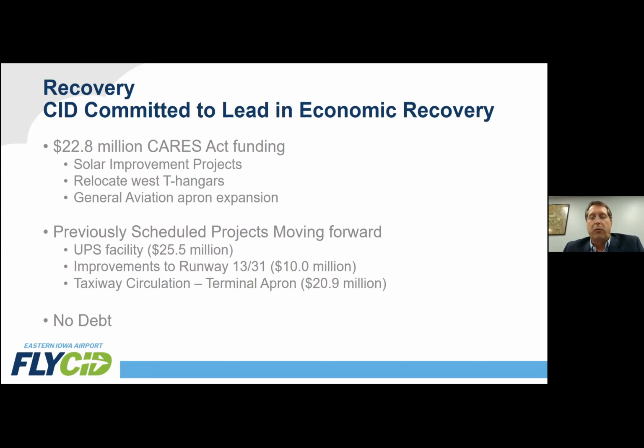Projects that are continuing to move forward: the UPS facility that was mentioned, that's a $25 million project. The bids will open here in June. Runway 13/31, or secondary runway, is a $10 million project that's ongoing as we speak. That just started. We also have parking lots being rehabbed. We have a taxiway circulation pavement around the terminal, nearly a $21 million project that will be opening bids this year as well. So when you add all that up, it's nearly $80 million of investment happening right here at the airport during this time.